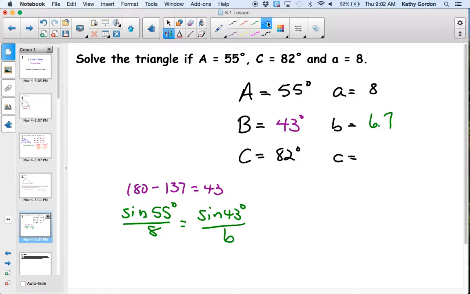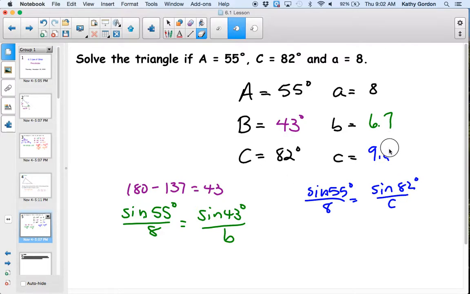Ethan, how'd you find side C? Sine 55 degrees over 8 equals sine 82 degrees over C. Sine 55 over 8 equals sine 82 over C, I got 9.67. Yeah. So if we keep consistent with what we had before, let's make it 0.7. All right. Okay, make sense? Any questions about that?